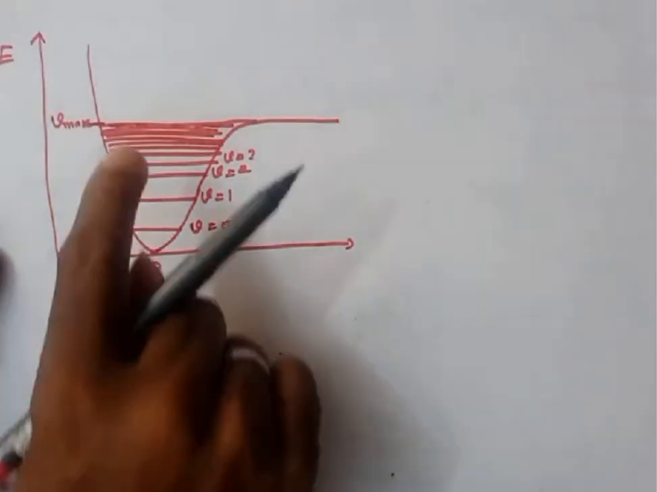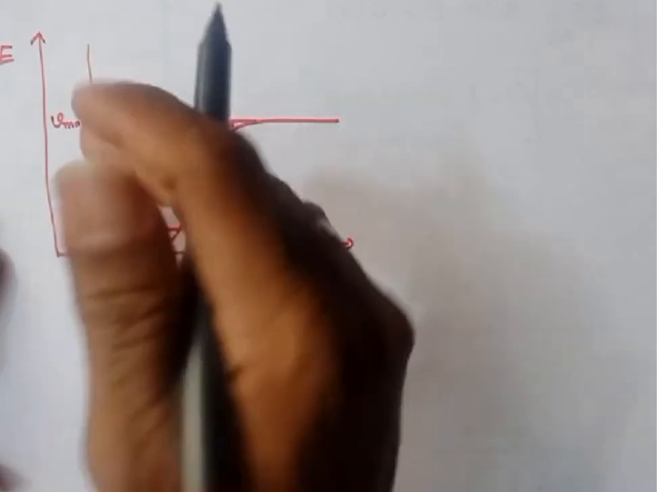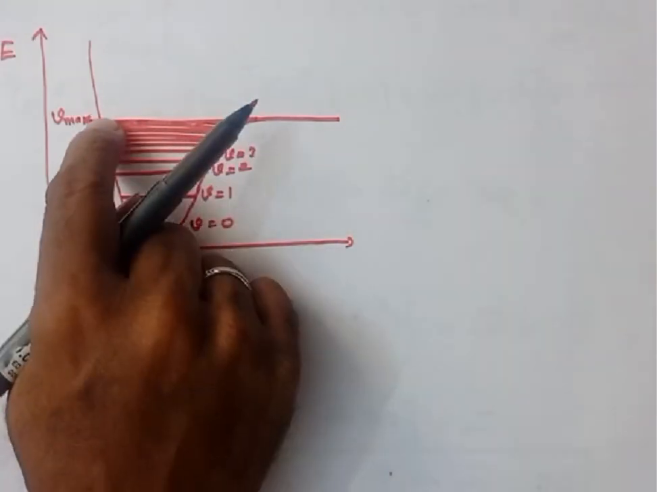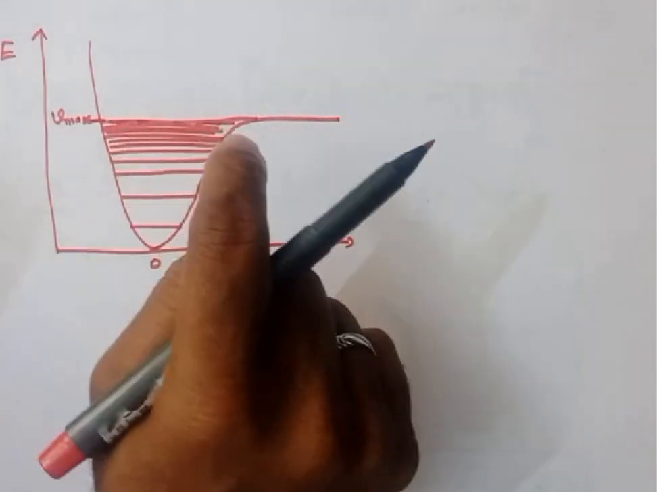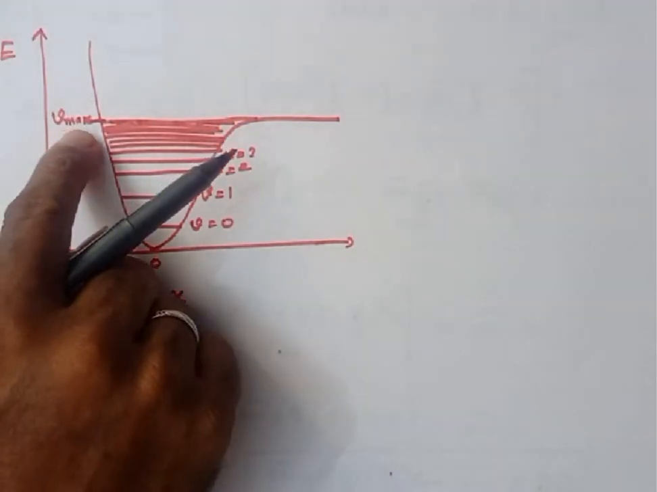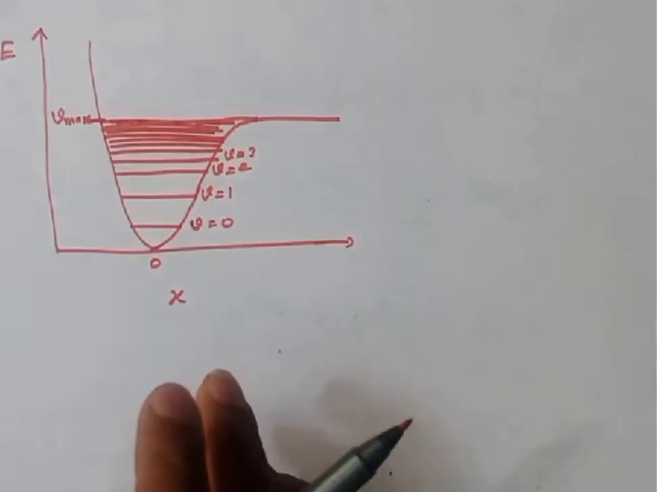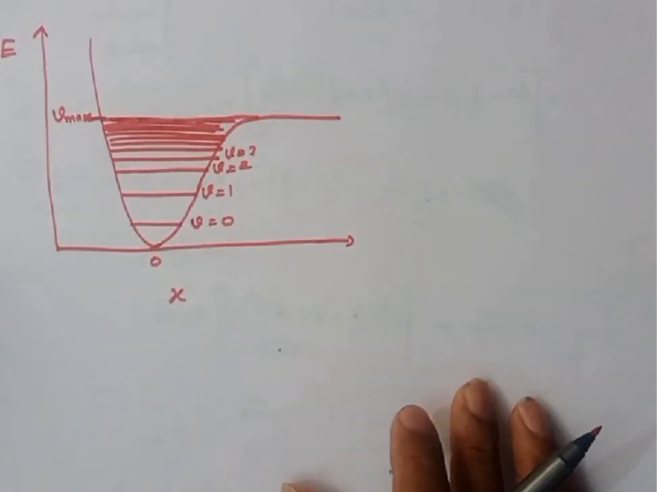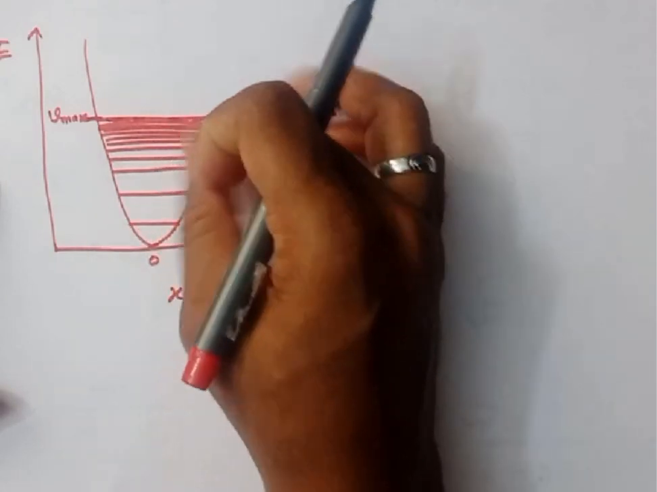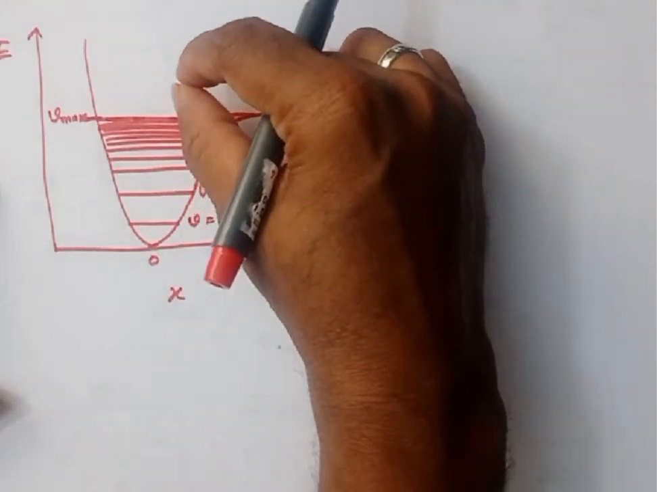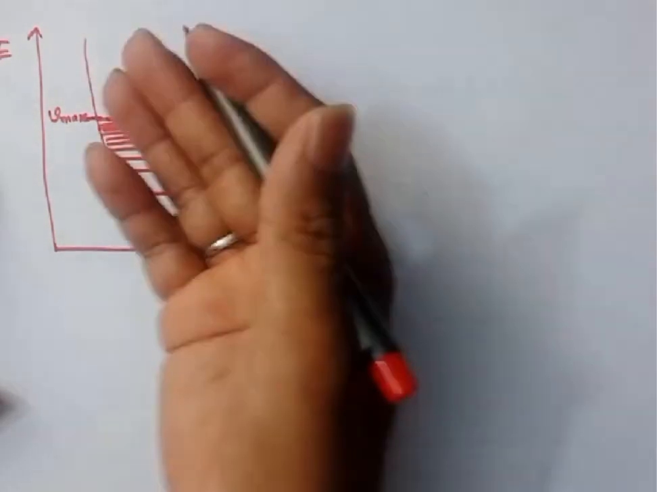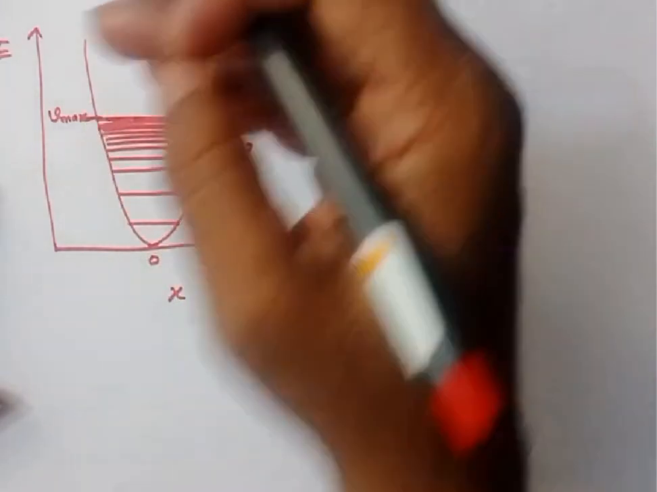Students, note down the highest vibrational energy above which the molecule dissociates. V max is the value of the vibrational quantum number at which the molecule dissociates. That's the maximum vibrational quantum number possible for the molecule. So what does this indicate? This indicates that as you go higher and higher, the gap between adjacent levels decreases, and near dissociation there is almost no gap. The levels actually merge into each other.